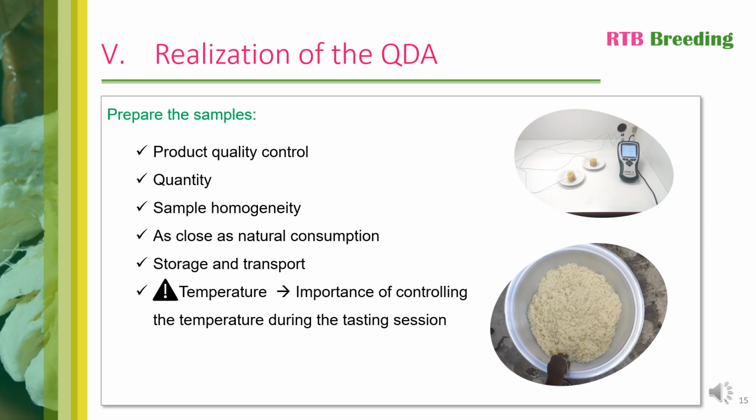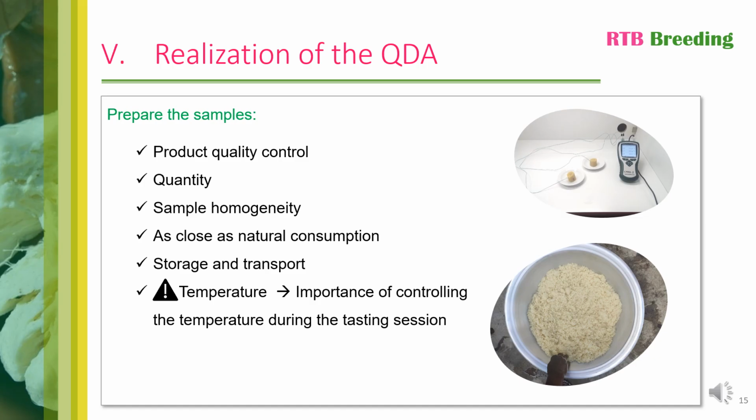The product you'll be tasting should be as natural as possible. For example, if you're analyzing boiled products, you shouldn't add salt. The food should remain as natural as possible. When preparing samples, you also need to consider the convenience of storage, transport if necessary, presentation, and consumption.